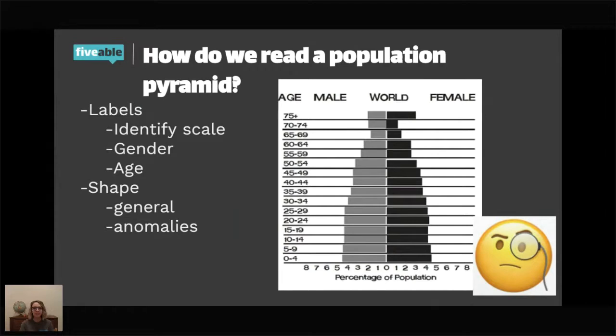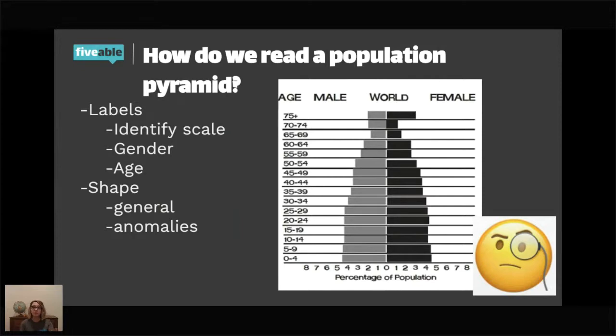I always double check. I come down, I see age on this axis. Then we want to identify scale. And really the order that you do this in is up to you. But in terms of labels, do your labels first before you get into shape. When it comes to scale, this can mean a couple of different things.